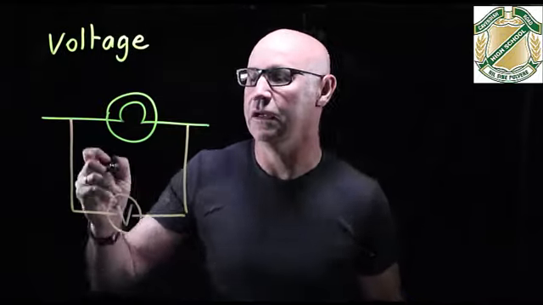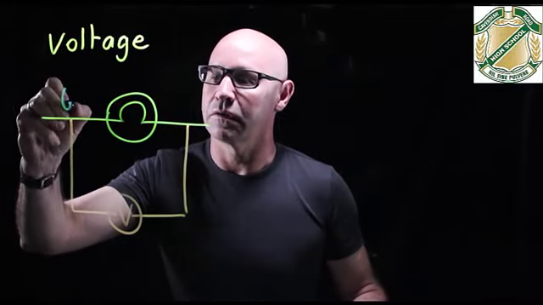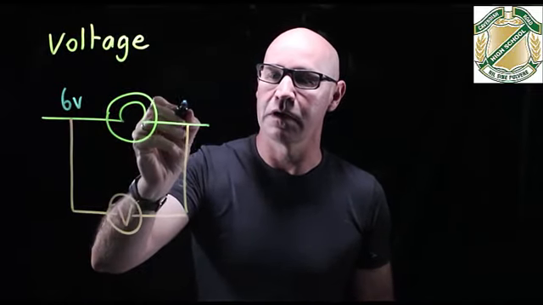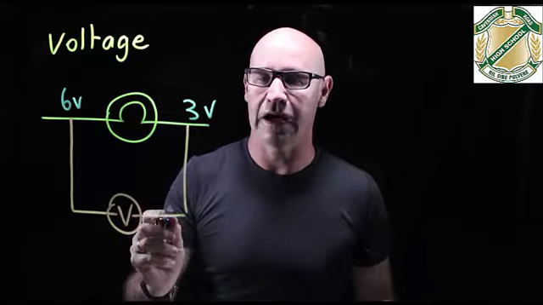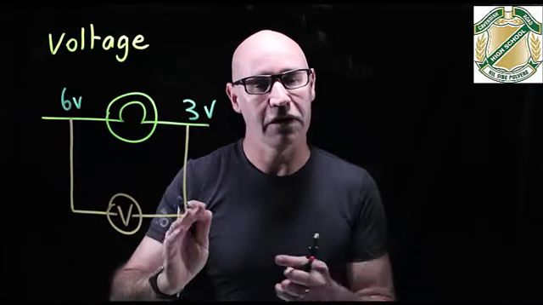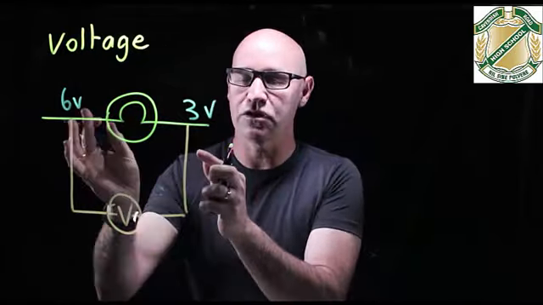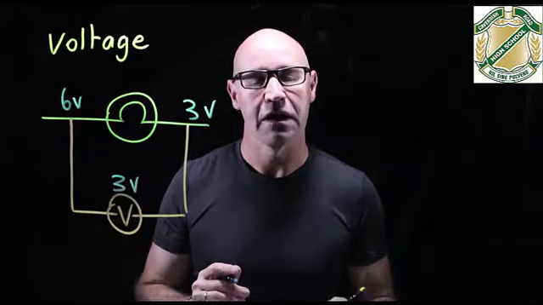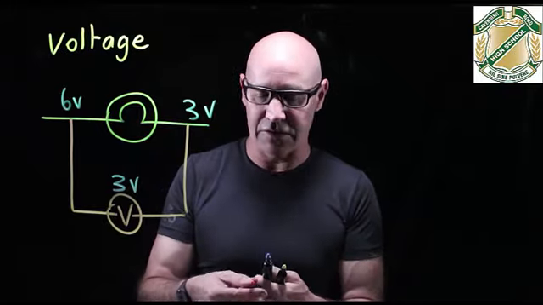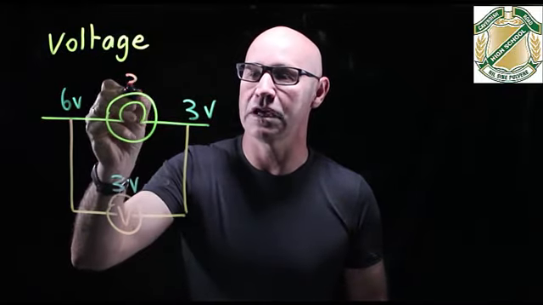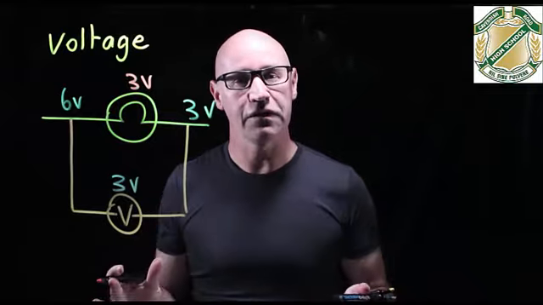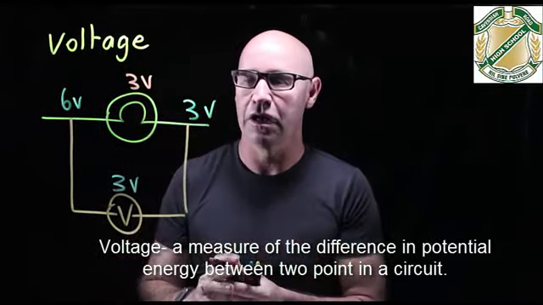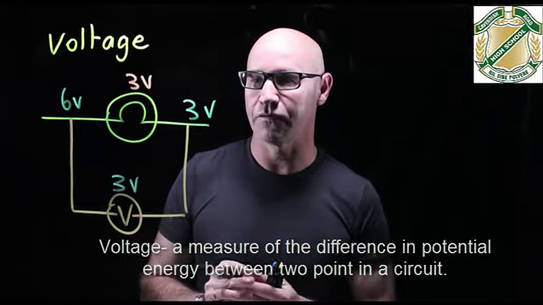we can see, say for example, we've got 6 volts of electricity before it gets to the light bulb and 3 volts of electricity after. This voltmeter is going to measure the difference in potential energy between the two, and it's going to read 3 volts. What does that mean? It means that this light bulb is drawing 3 volts of electricity. So voltage is a measure of the difference in the potential between two different parts of a circuit.